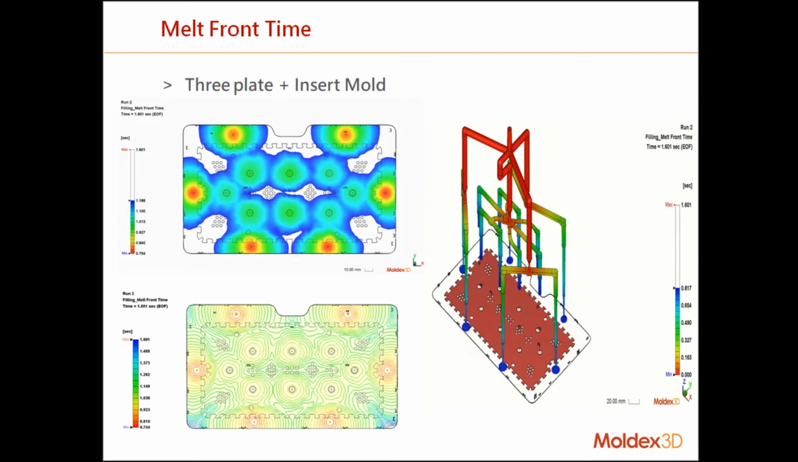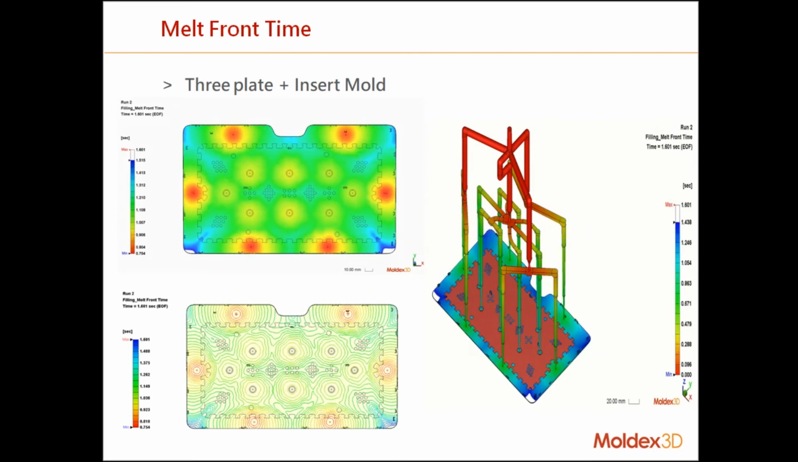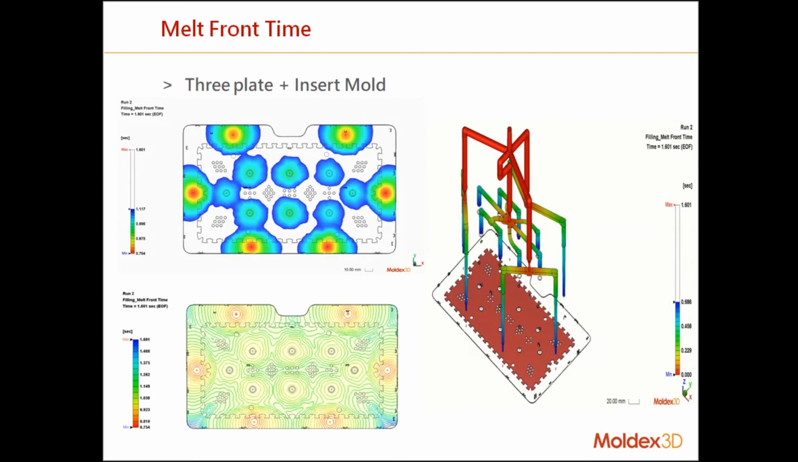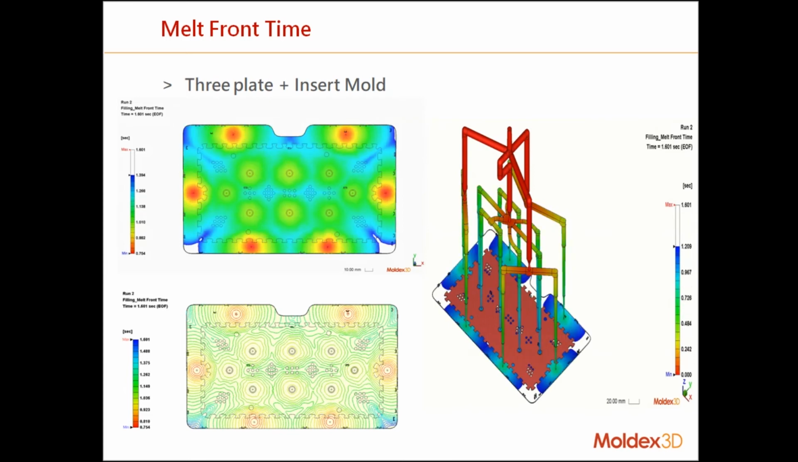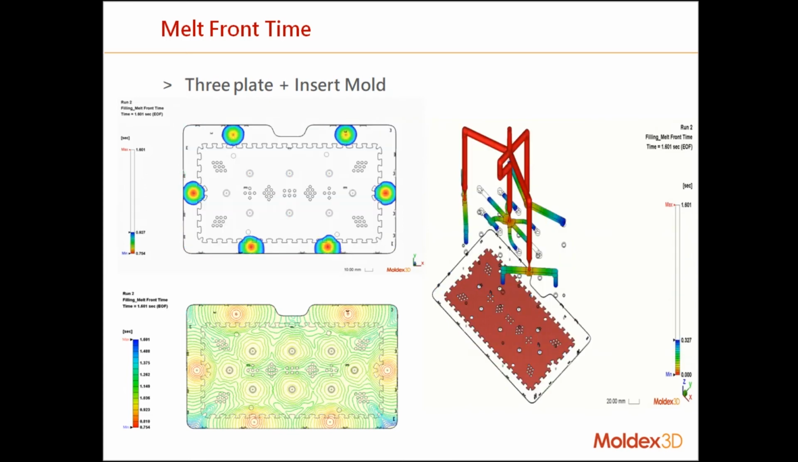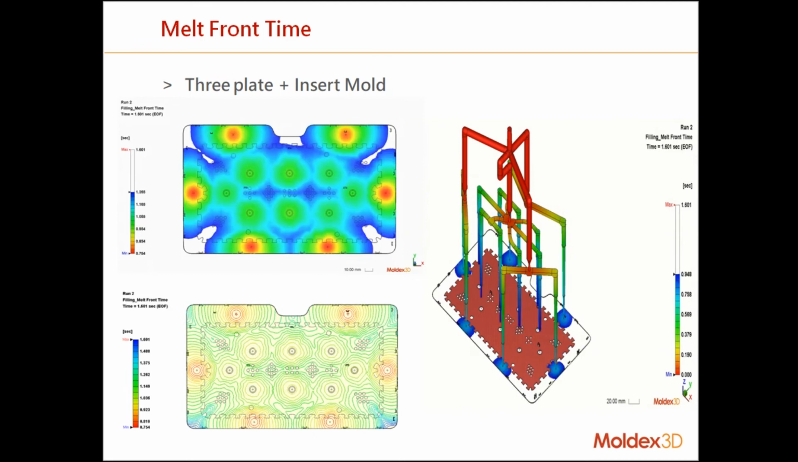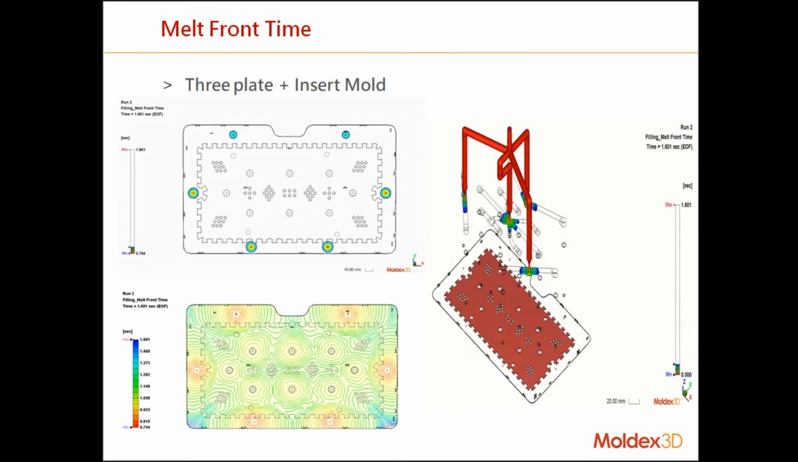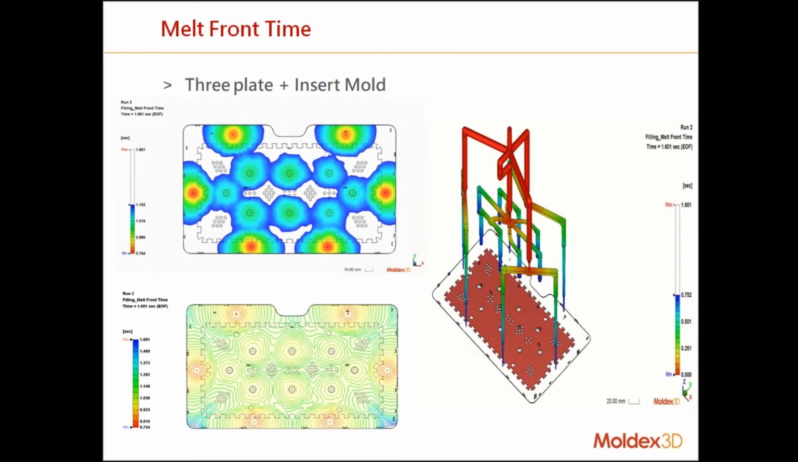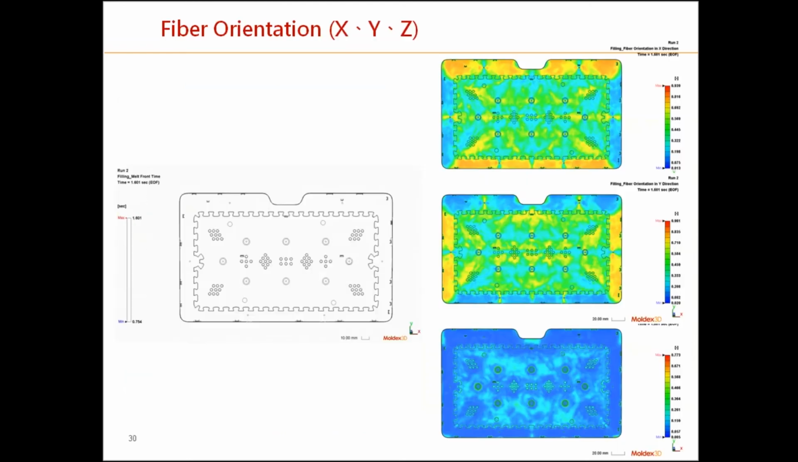And this is the melt front result. As you can see, this is a 3-plate plus metal insert mold. The runner is a combination of a hot runner and a cold runner. And in the left bottom corner, you can also find the ISO contour of the melt front.